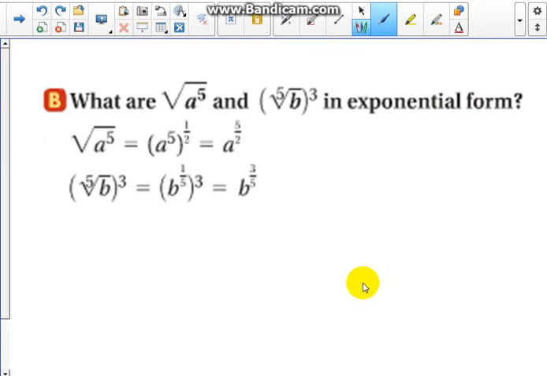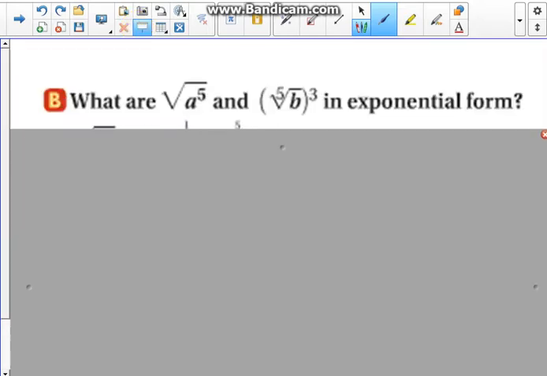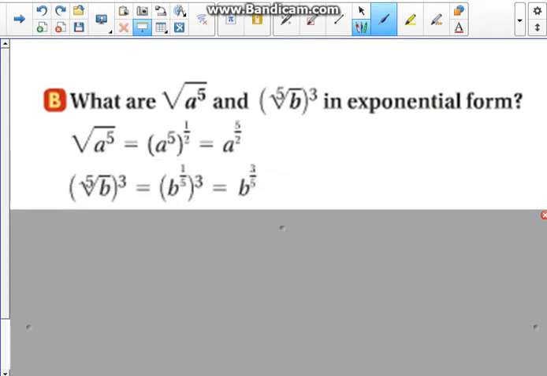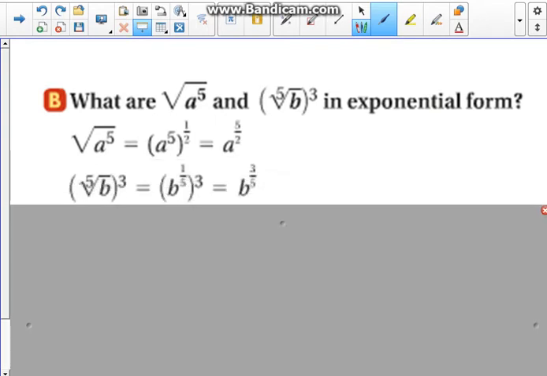Okay, I've not got enough time just to do this last one. We've got, what is the square root of a to the 5th? And we're going to say that that is a to the 5th times 1/2, or a to the 5/2. And this one, the 5th root of b cubed, becomes? b to the 1/5 times 3, or b to the 3/5?